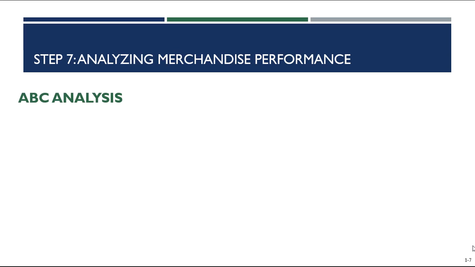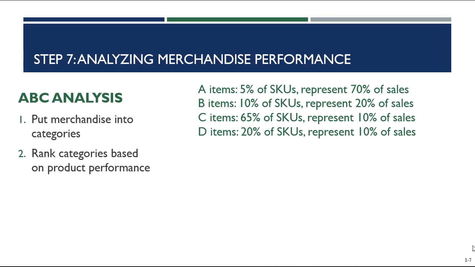So your book goes through a few different types of analysis, and we're just going to look at this one here, the ABC analysis. The ABC analysis identifies the performance of individual SKUs in the assortment plan. And what happens is that retailers will put their merchandise into categories, and then they're going to rank those categories based on performance. So I just have up here A, B, C, D. Obviously, working for a national retailer, you're going to have many more categories here, but this will get us started with the conversation. So we have our A items, and generally that's about 5% of our SKUs, and those SKUs make up about 70% of our sales.